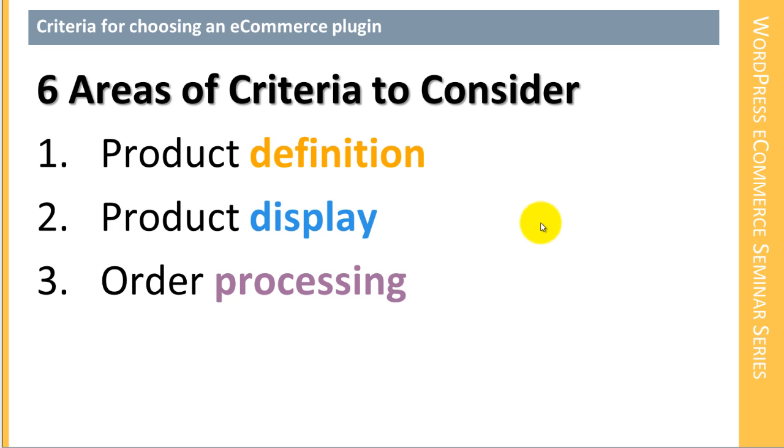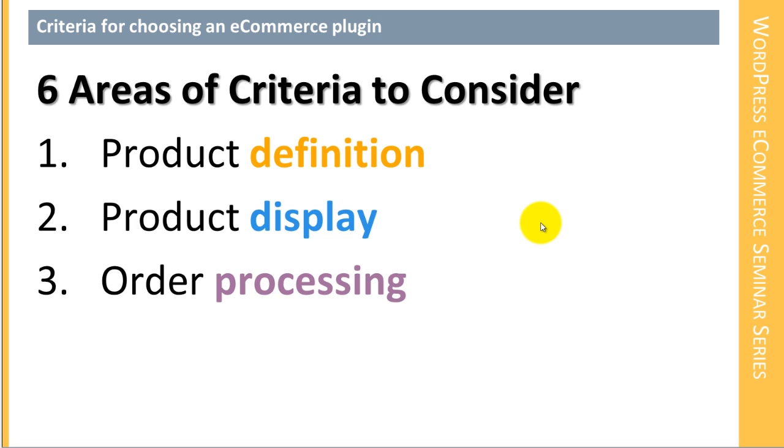I'm going to take a look at the criteria for choosing an e-commerce plugin for WordPress. Now, there are really 6 areas of criteria to consider when you're trying to pick the right plugin.